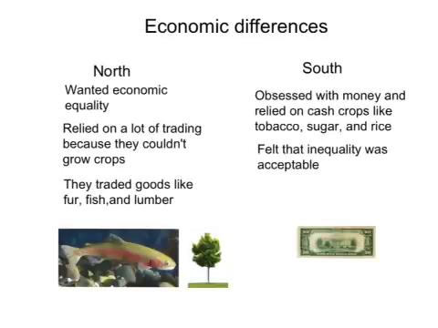There are a lot of economic differences between the North and South colonies. The North traded goods like fur, fish, and lumber. They relied on a lot of trading because they couldn't grow crops. It was different from the South, who relied on cash crops like tobacco, sugar, and rice, and they were obsessed with money, as shown below.